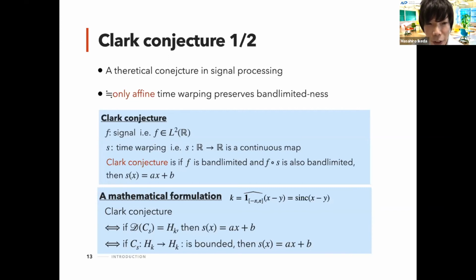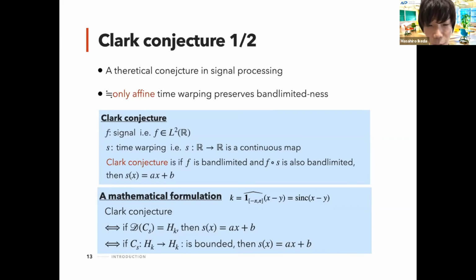And more precisely, the Clark conjecture is as follows. Let f be a signal, namely f is in L2 on R, and S be a time mapping, namely S is a continuous function on R. The Clark conjecture is: if f is band limited and the composition of f and S is also band limited, then S is affine, namely S can be expressed as ax plus b for some a and b.